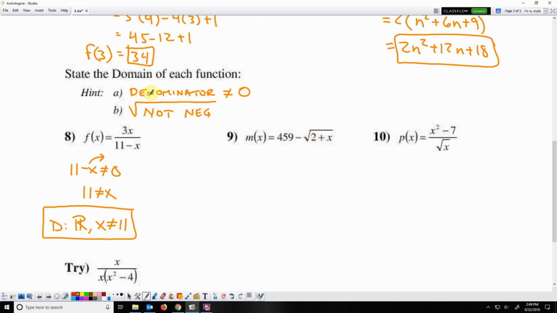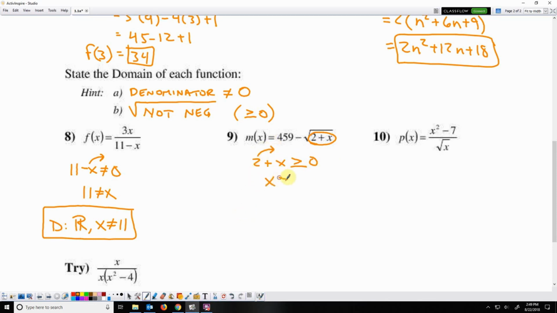In number 9, hint A, a denominator cannot be 0. I do not see a variable in a denominator. And it's not even just do I have a denominator, it's do I have a variable in the denominator, and I do not. Next is hint B, under a radical cannot be a negative. Here's something underneath a radical. Now, not negative means that its relationship to 0 is that it is greater than or equal to 0. So this underneath this radical, 2 plus x, has to be greater than or equal to 0.